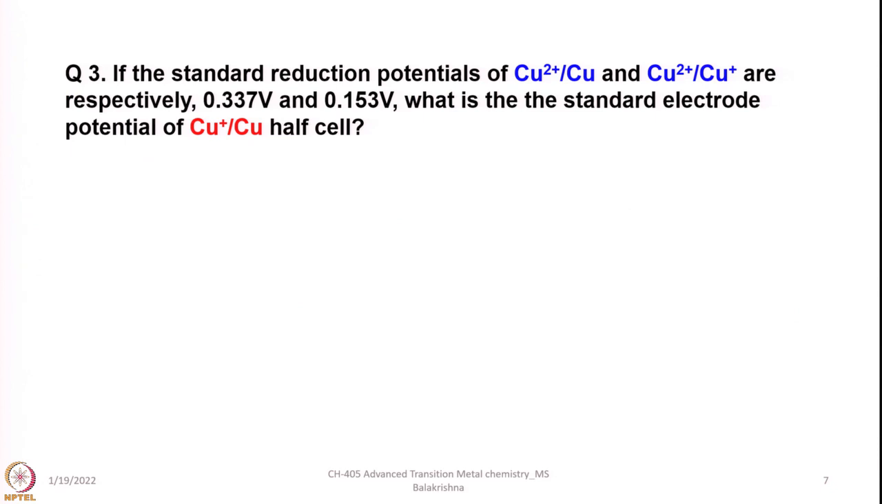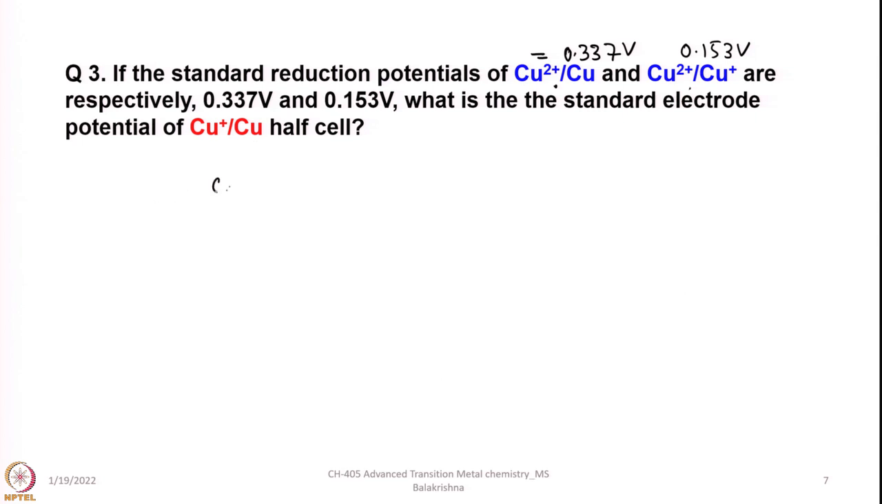Let us look into one more question here. If the standard reduction potentials of copper 2 plus to copper and copper 2 plus to copper plus are given as 0.337 and 0.153 volts respectively, what is the standard electrode potential of the copper plus to copper half cell? So what is given here? The values are given here: 0.337 for this one, and for this one it is 0.153 volts. Now let us calculate delta G for this one.